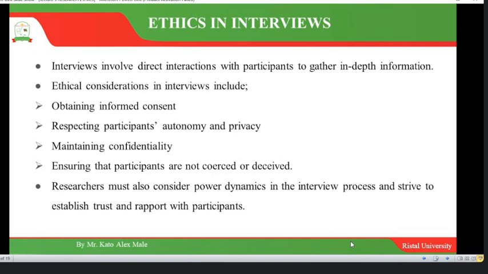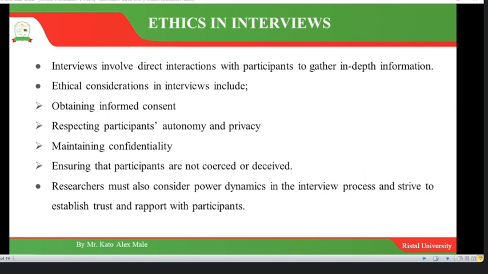Let me continue now. Researchers must consider power dynamics in the interview process and strive to establish trust and rapport with the participants. Other things are understandable in this statement, I think, apart from the word rapport. Rapport, you try to obtain that mutual relationship with your participant.